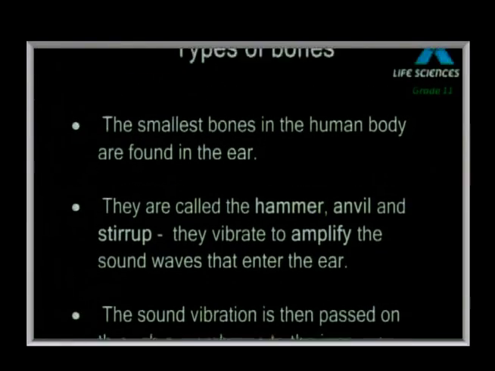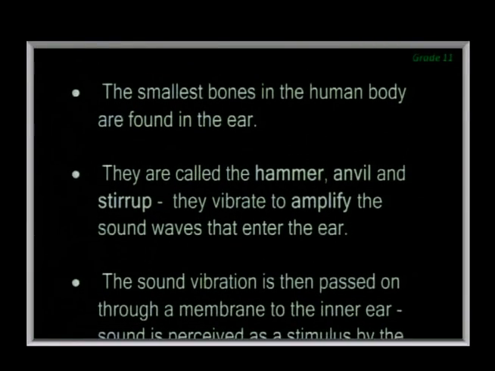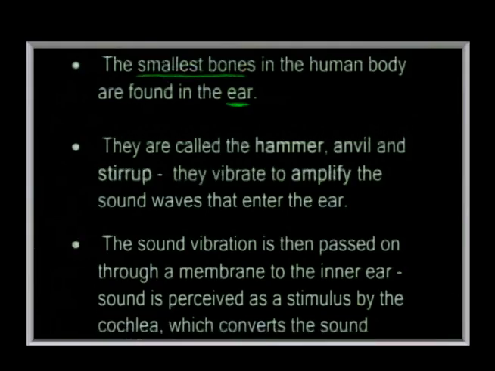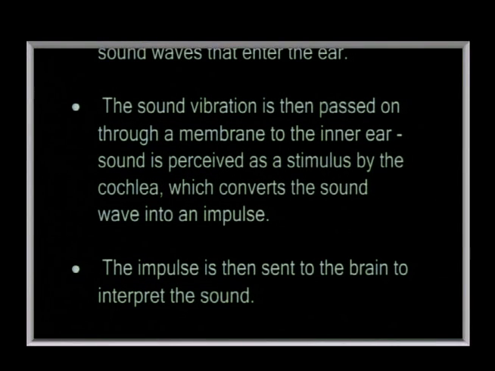Then, looking at the types of bones, the smallest bones in the body are found in the ear. Remember, it's the hammer, the anvil, and the stirrup. They are the ossicles because they oscillate and they amplify sound. Now, the sound wave vibration is then passed through the membrane to the inner ear, and there the cochlea is going to convert the sound into an impulse.